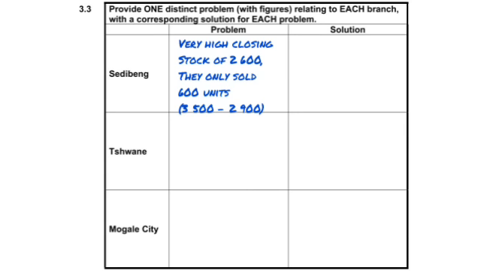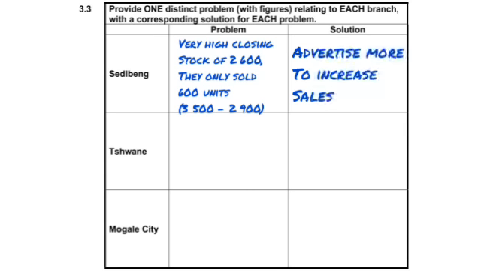Now, what is the solution for a slow sale or very high closing stock? Well, very high closing stock basically means that we are not selling fast enough. So the solution is advertise more to increase sales, because the more I advertise and my sales goes up, it means that I'm going to sell more units, which means my closing stock will go back to being small as it should be, and I'm going to sell a little bit more units.